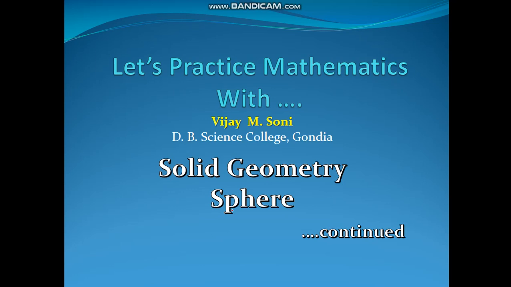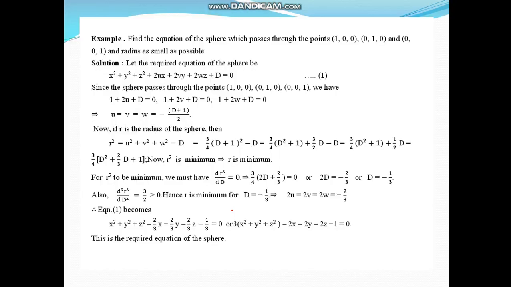Start with the new topic of sphere. See this example. Find the equation of the sphere which passes through these 3 points and has a radius as small as possible. Let us suppose that the equation of the required sphere is this.